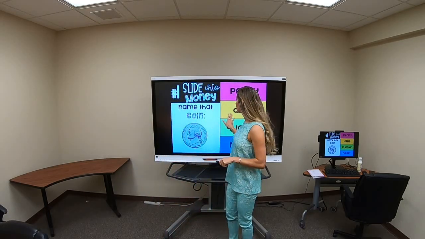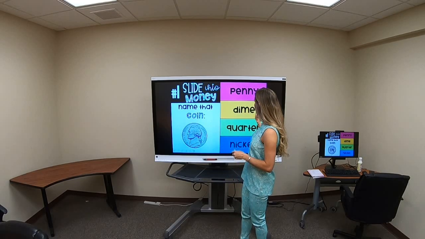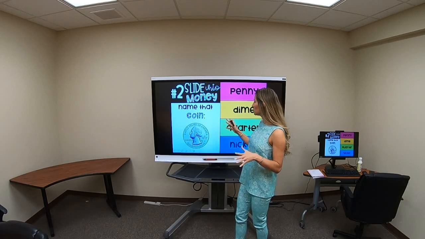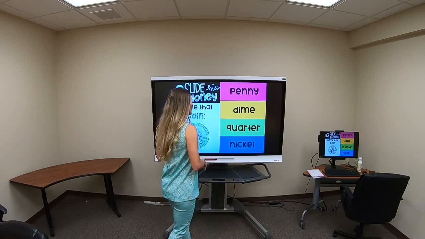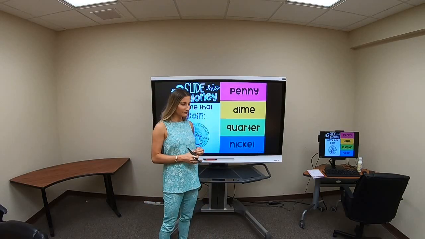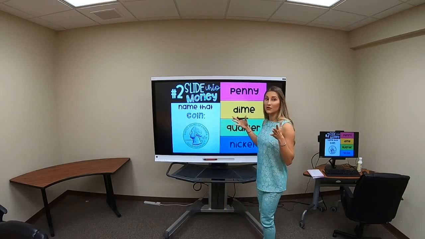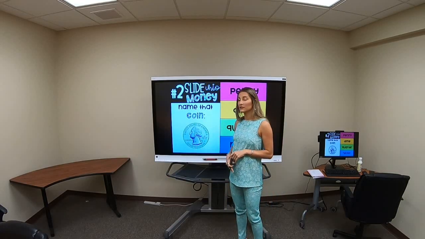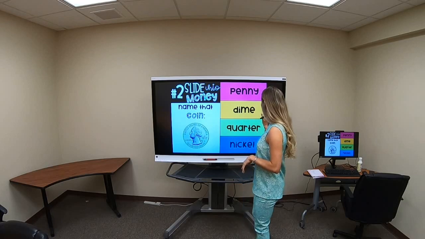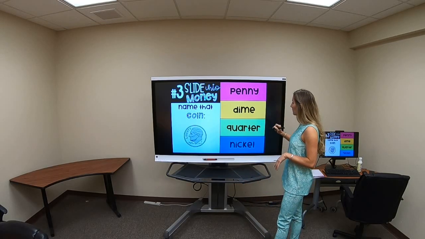Now, if you said nickel, you are absolutely correct. Okay, number 2, name that coin. Penny, dime, quarter, or nickel. Yes, it's a quarter, and it even says quarter on the bottom. So that would be our green section over here, our quarter.